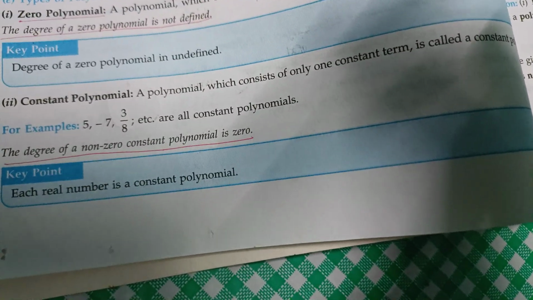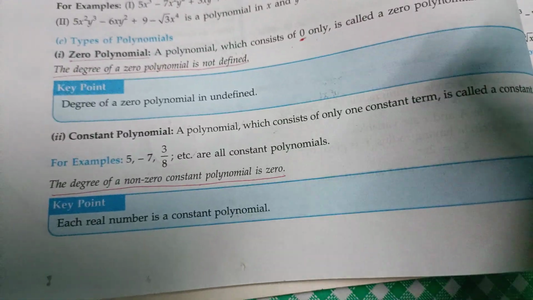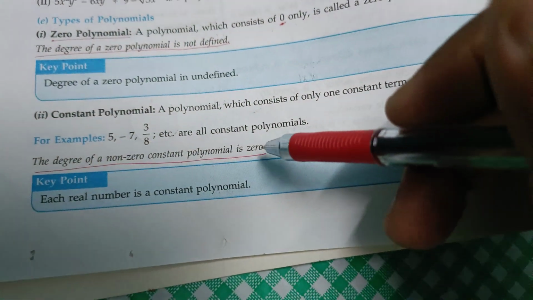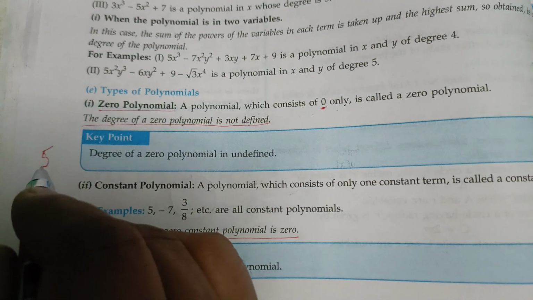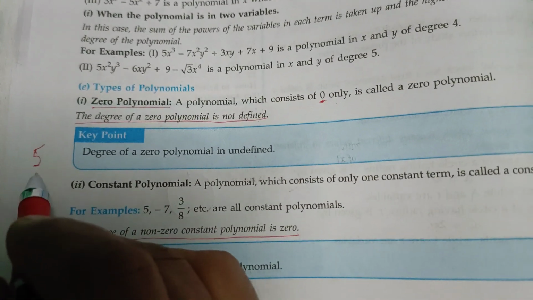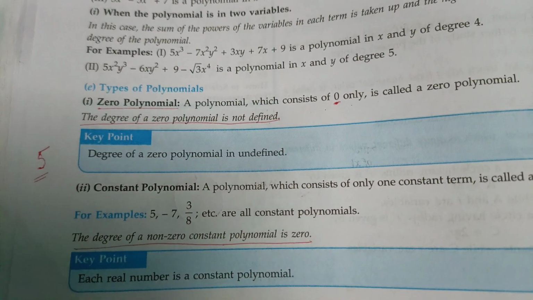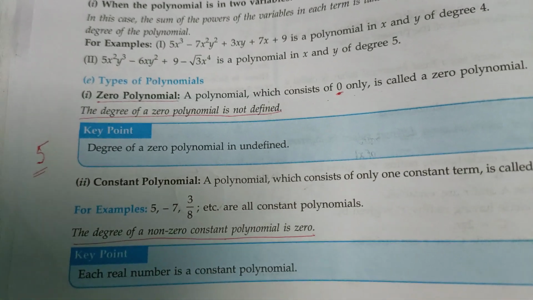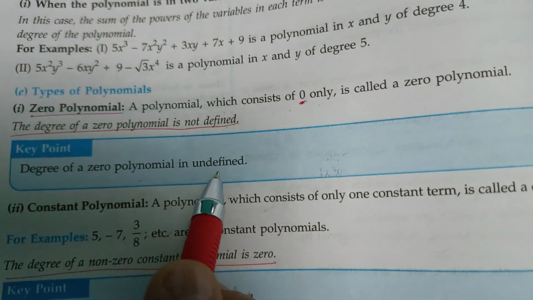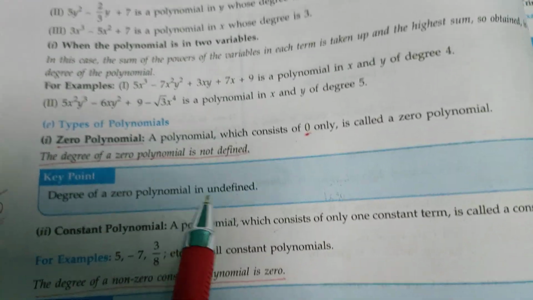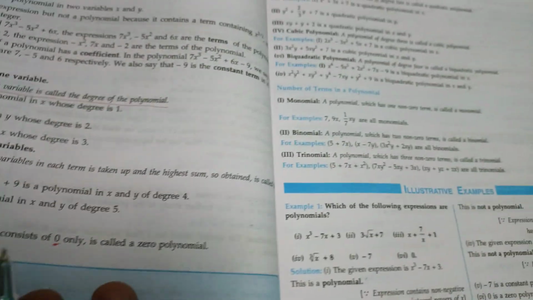If I say what is the degree of that polynomial, then you have to say 0. Suppose I say 5. This is also a polynomial we can consider. So if I say what is the degree of this polynomial, you will say the degree is 0. Clear? And the degree of a zero polynomial, you always write as undefined. Clear? So now you have understood what degree is.